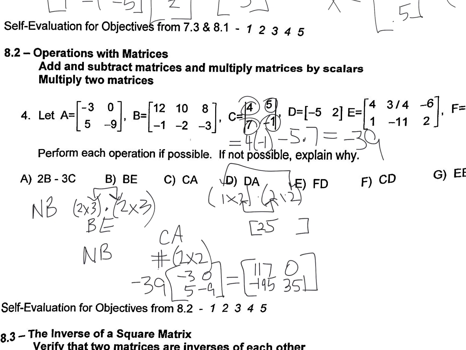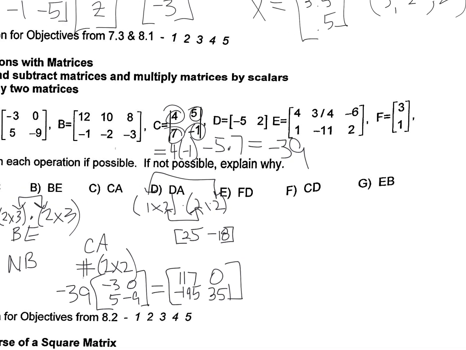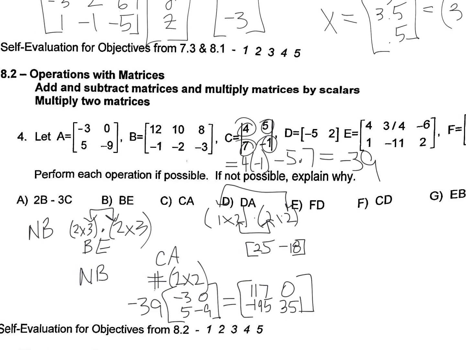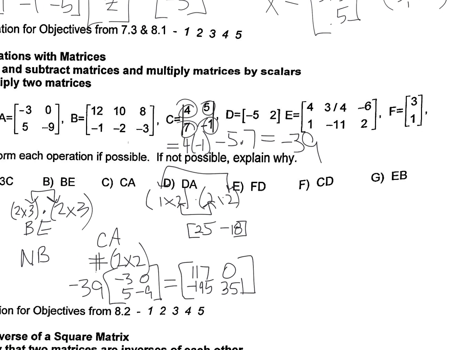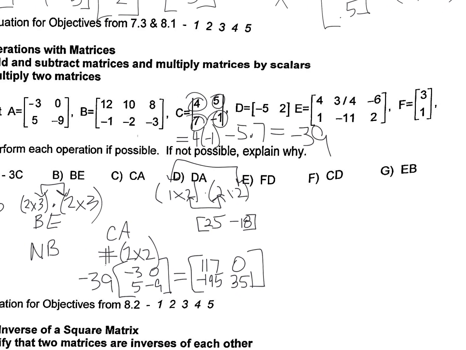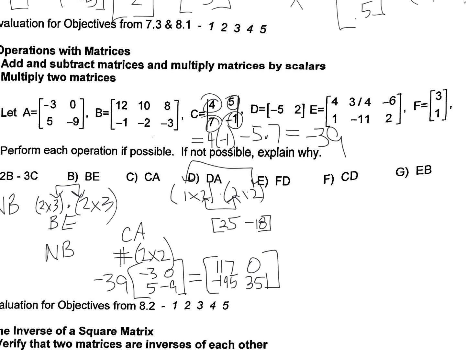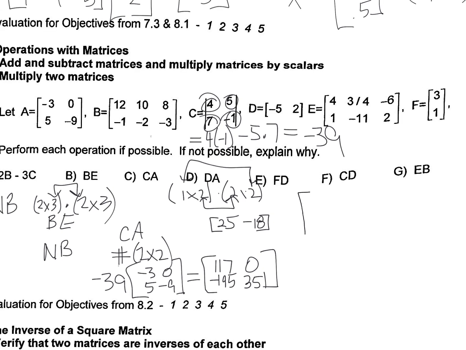And now we are going to do row 1 times column 2. Negative 5 times 0 is 0, plus 2 times negative 18... I mean 2 times negative 9 is negative 18. That was row 1 times column 2, so this is entry 1, 2. That is your answer for DA. Next we have FD. F is a 2 by 1 times D, which is a 1 by 2. So a 2 by 1 times a 1 by 2 gives us a 2 by 2.